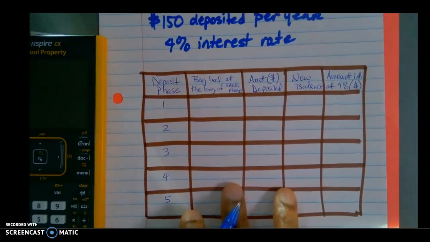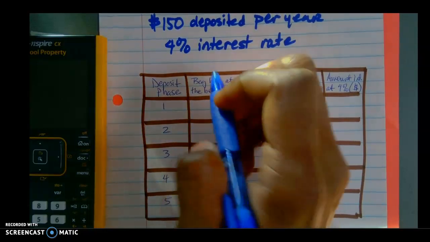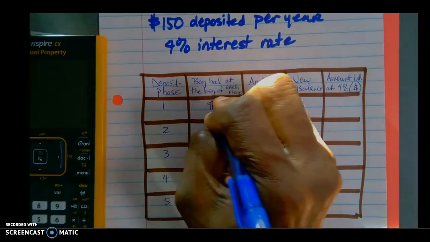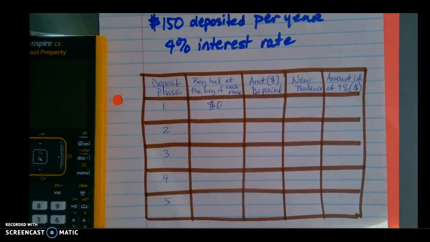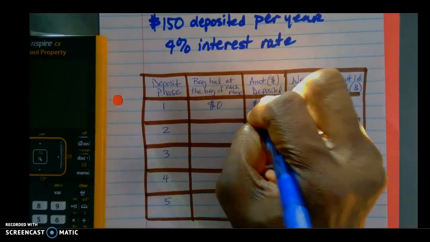All right, so at the beginning of the first phase, there is no money in the account because she hasn't actually opened the account. She walks into the bank, maybe this happens yearly on her birthday. If her birthday is like mine, in January, she walks in and deposits $150.